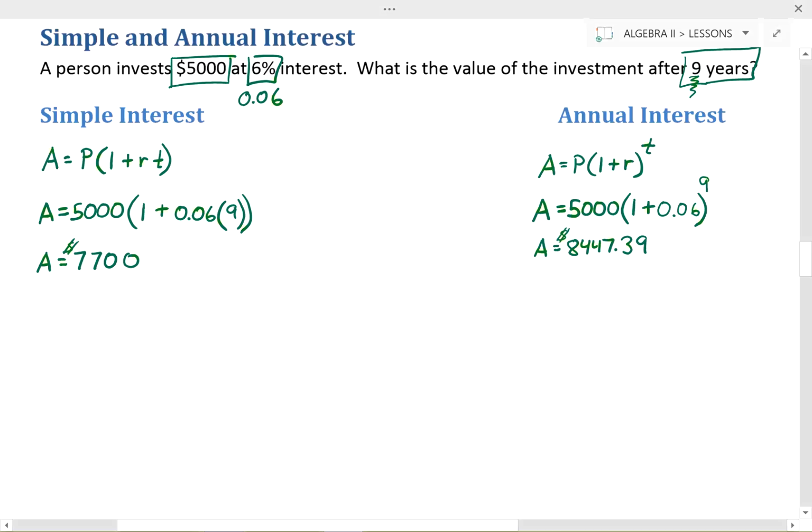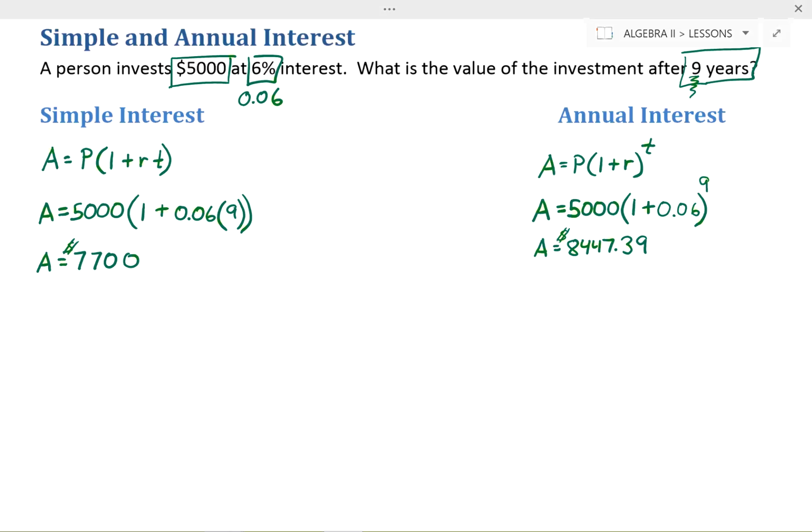So this is quite a different value. In fact, it's a little over $700 different in value than the simple interest equation. It's quite a bit more. So we might think that annual interest is looking way better than simple interest. So the question is, why do they produce different results? And why is annual interest a better deal, and probably what we want to lean towards when we do investment?